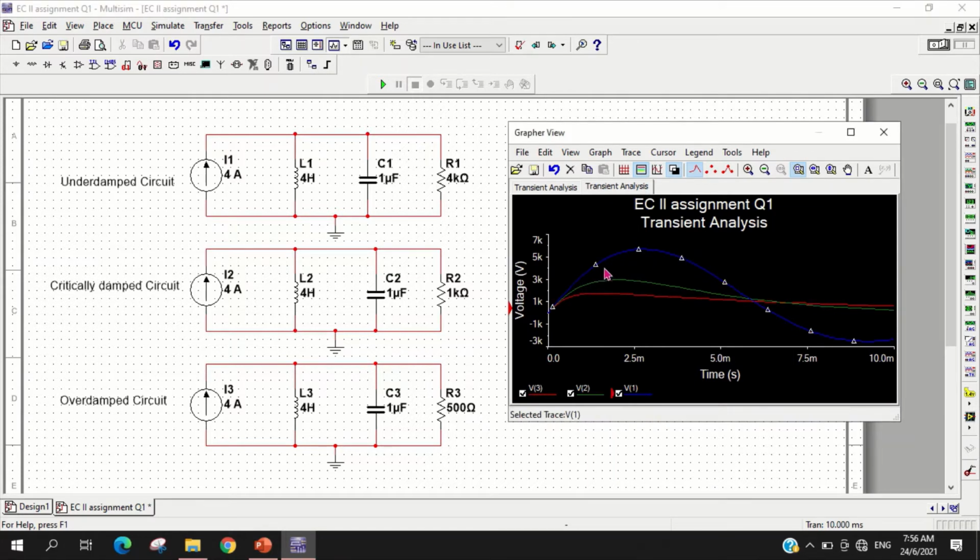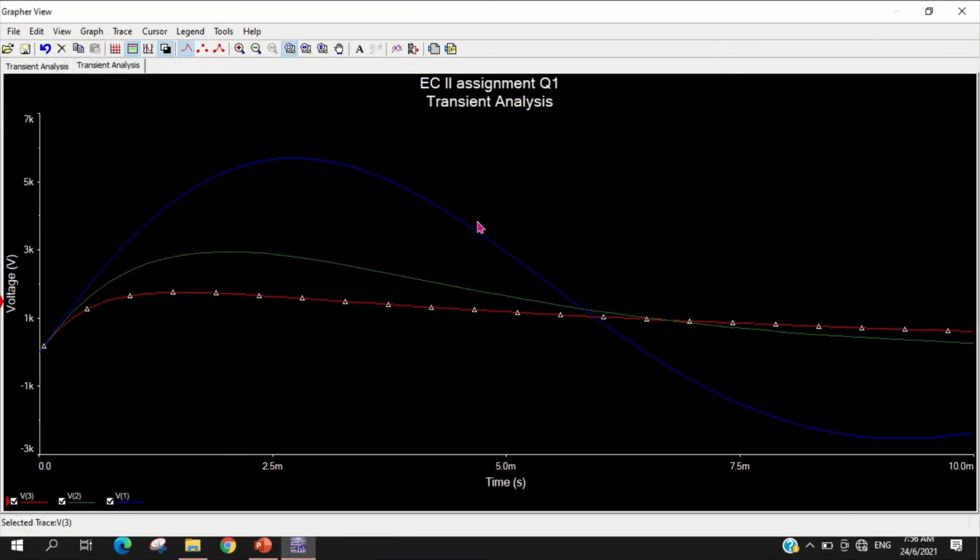So for the blue one here, it indicates V1, that is for the underdamped circuit. The green one here is V2, that is for the critically damped circuit. And lastly, the red one here is V3, that is for the overdamped circuit. So this is the graph generated from the simulation for the voltage across the capacitor in each of the circuit.